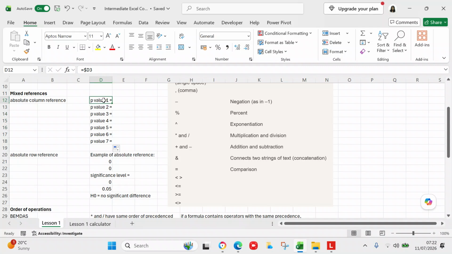You can even copy and paste it, Control C. We're going to copy this and take it over to F, Control V. You can see that it's still $D3. Then we can use the autofill, and you can see that even if you move the formula over to another cell, because it's an absolute column reference, it's always going to be in column D.